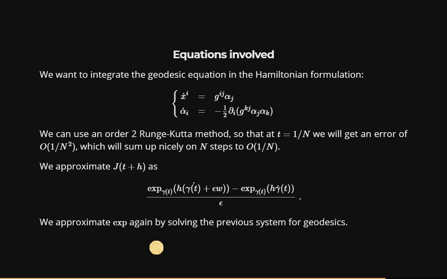Again, exp is computed just by these two. If you look at these two, they are geodesics because they are linear in h. T is fixed and they're linear in h, so these two are geodesics. So we are just computing geodesics from the point gamma of t. One should be the continuation of our main geodesic, and the other is the auxiliary geodesic, which allows us to compute the Jacobi vector field.